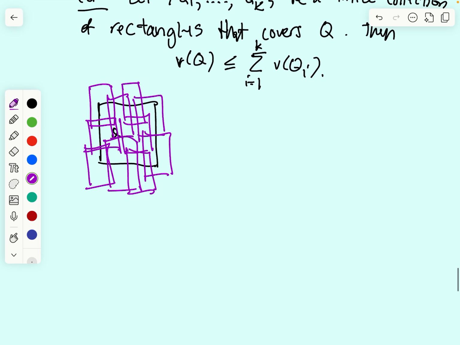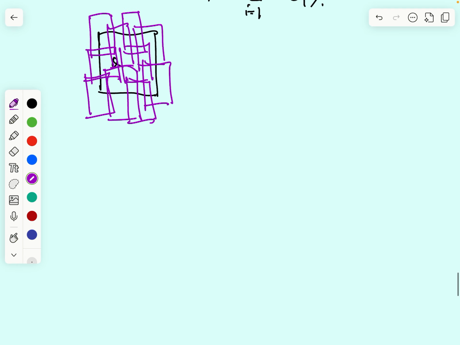Now, we want to give a necessary and sufficient condition for the existence of this integral, and for that we need the notion of a set of measure 0. So now we come to sets of measure 0.